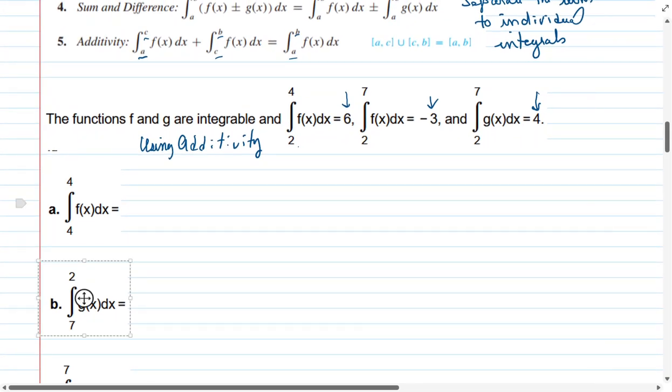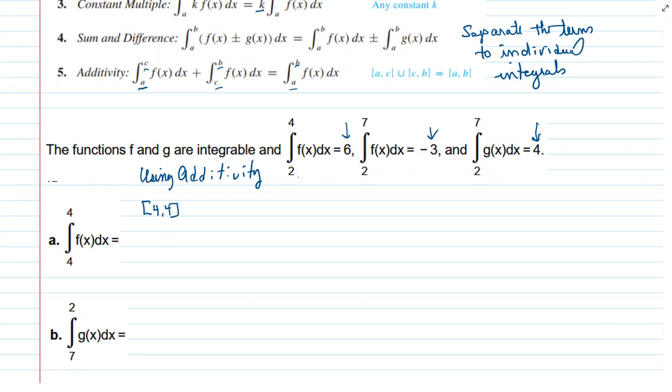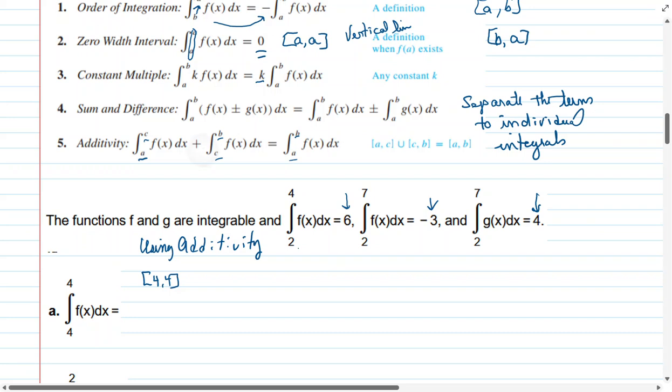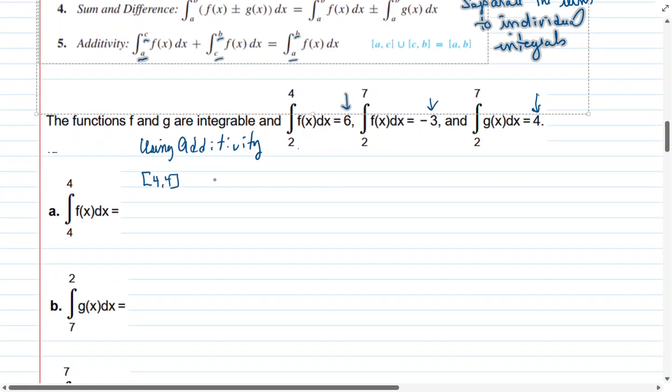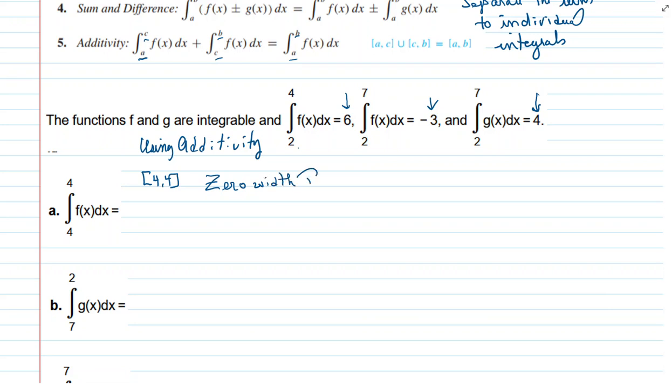Well, this one right here is from 4 to 4. Our a and b are both 4. So looking at our rule, that's zero width, so the outcome is 0. We have a vertical line.